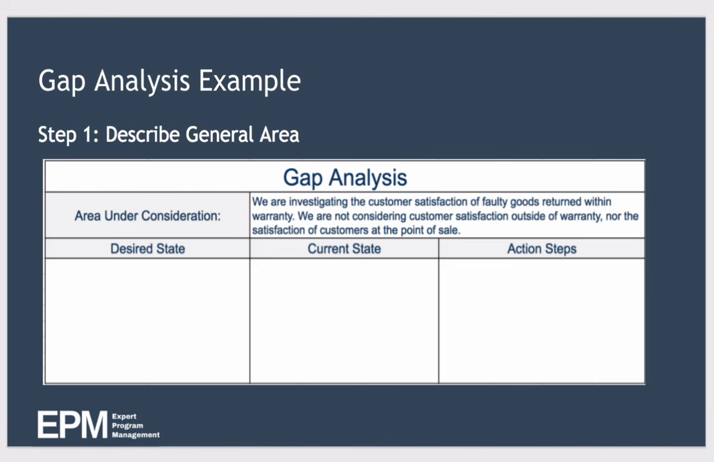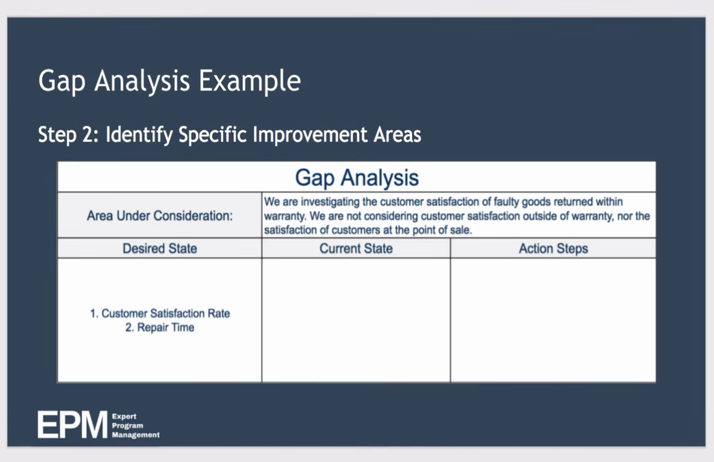We're not considering customer satisfaction outside of warranty, nor the satisfaction of customers at the point of sale. So as you can see, we're concerned only with faulty goods returned during warranty. If we weren't explicit in stating the area under investigation, then it's possible that there could be some confusion within the organization that we work for around the scope of this gap analysis.